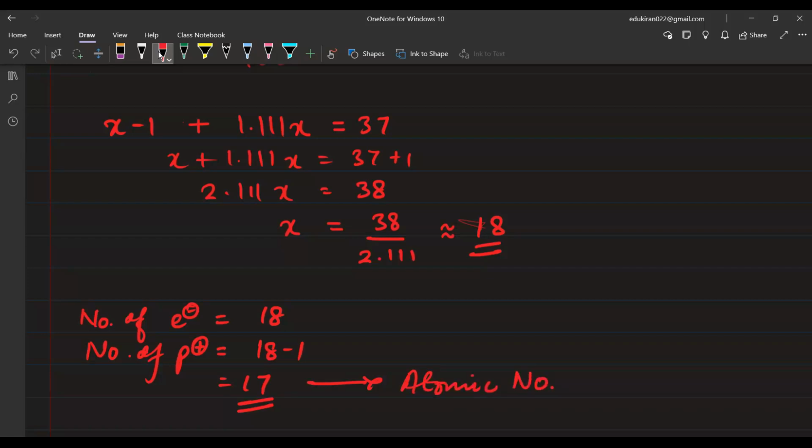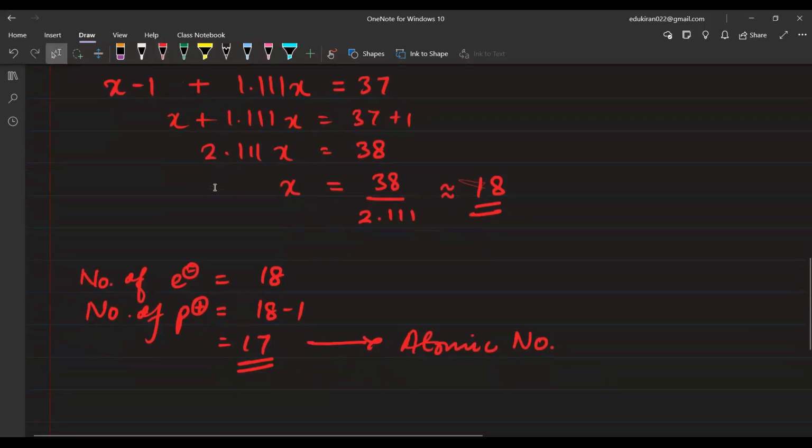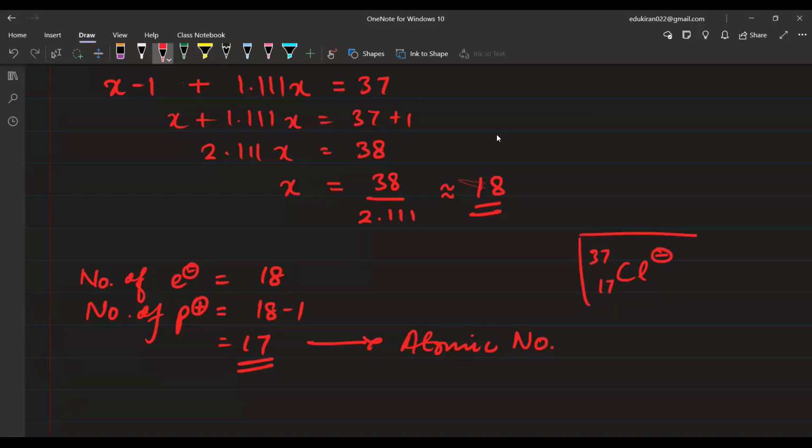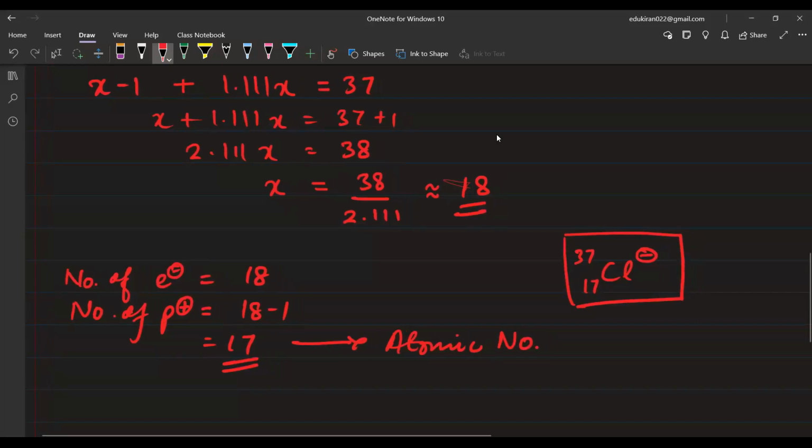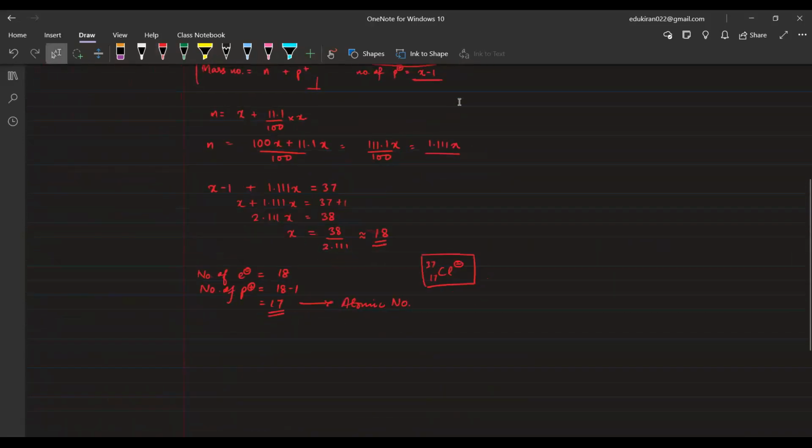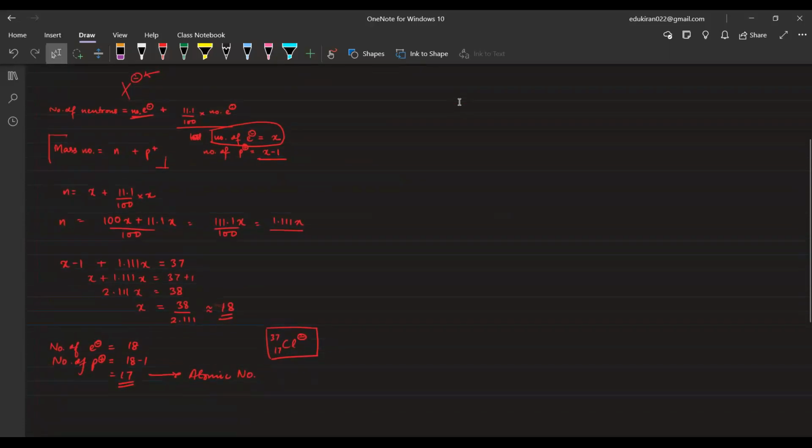Arey, you don't remember? Chlorine, no? 17 is chlorine, right? Yes or no? Yes, chlorine. So you can write the ion symbol as chlorine, 17, 37, and negative. Got it? Yes, I got it. So you please write this down.